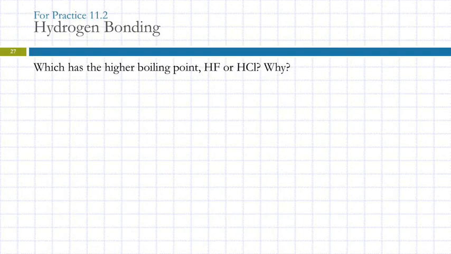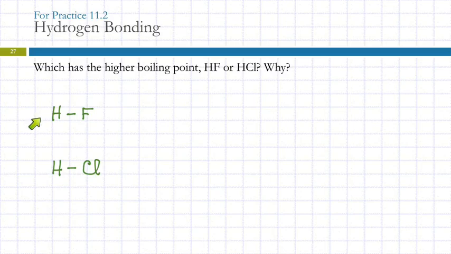We should be able to answer questions like this: which has the higher boiling point, HF or HCl, and why? Of course, why is the hard part, right? So, looking at boiling points or melting points, we're looking at strength of intermolecular forces. So we have to identify what kind of intermolecular forces, and that depends on whether these are polar or nonpolar. So both of these are diatomic molecules, right? Just two atoms.